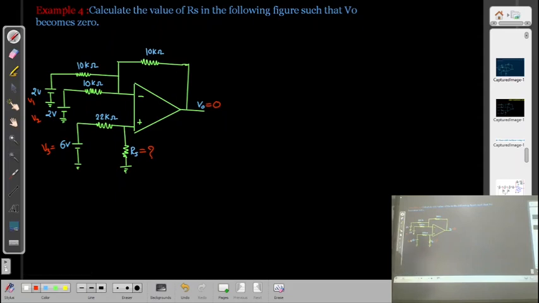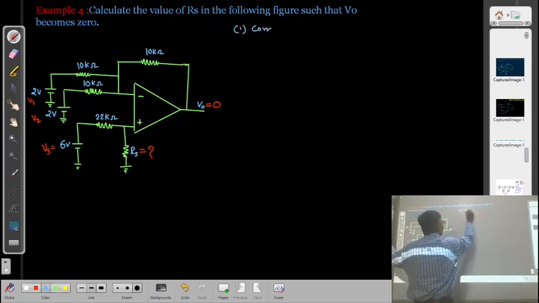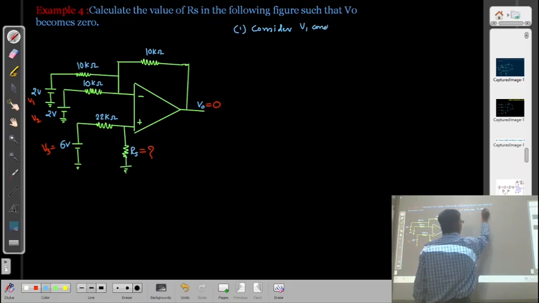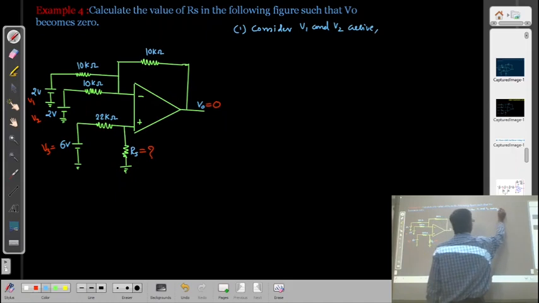So first of all, we will find out the expression for the output voltage. And three different voltages there. So again we apply the superposition principle. Correct? So what will be there? Here we will consider that first one, consider the V1 and V2 active, and my V3 is equal to 0.